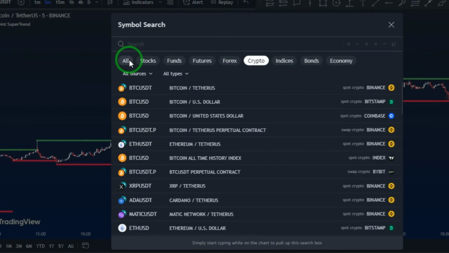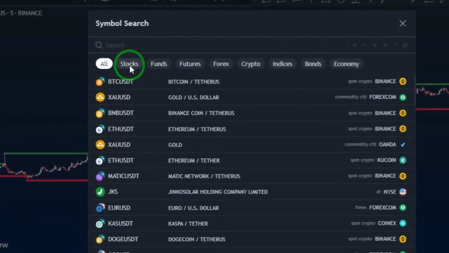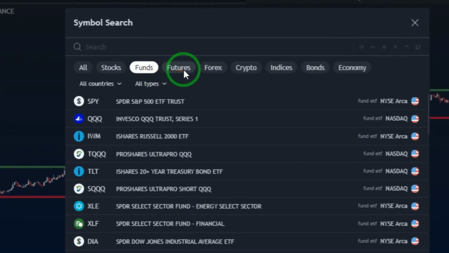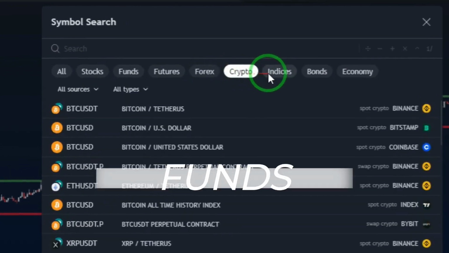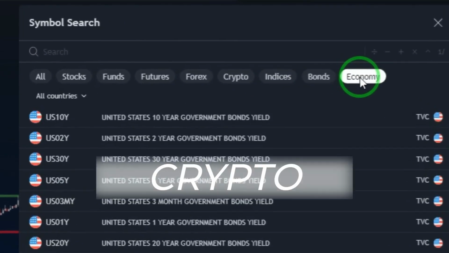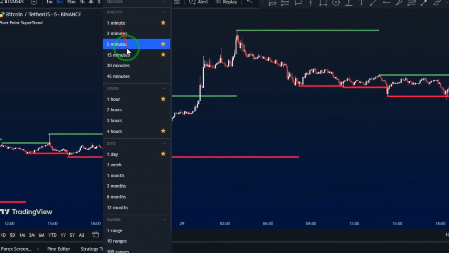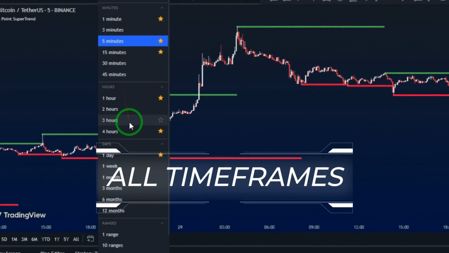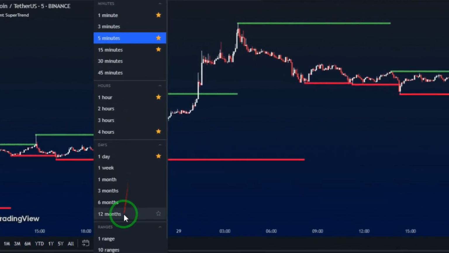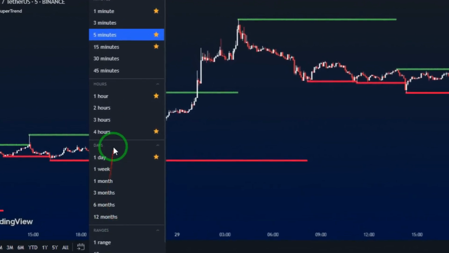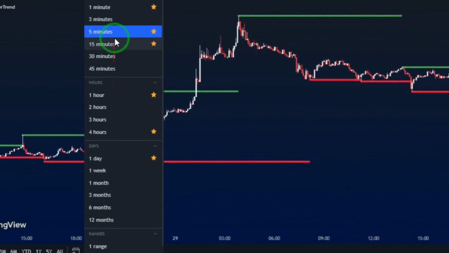It's important to note that this indicator strategy can be used across multiple market types, including stocks, funds, futures, forex, cryptocurrency, and other financial markets, and it will also work on all time frames, from short term to long term, whether you're analyzing 1 minute time frame or even a weekly chart.